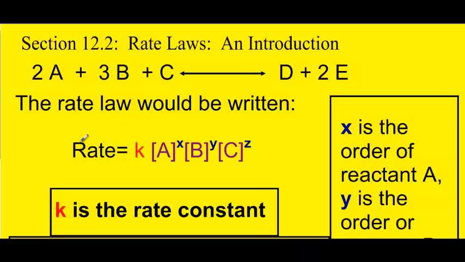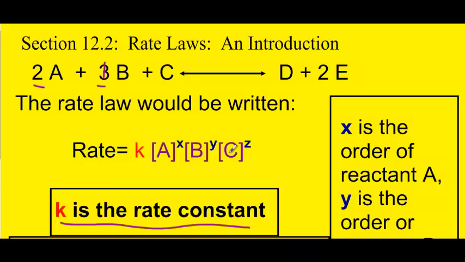Okay? So the rate is equal to K. K is a rate constant, kind of like an equilibrium constant, except the units are important. We will need to know the units. It is not the same as the equilibrium constant. So it's equal to the concentration of your reactants, A, B, and C. A is raised to the X. Now, X is not 2. B is raised to the Y. Y is not 3. And C is raised to the Z.